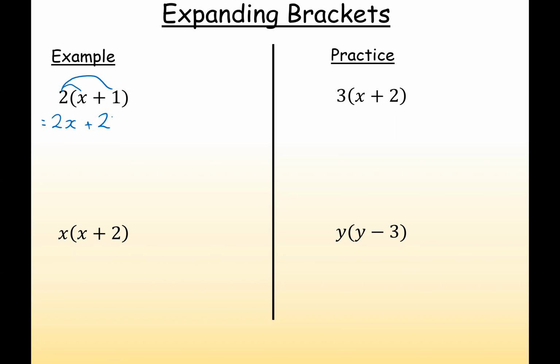Same idea with the second example. This time we've just got an x on the outside. Doesn't make a difference whether it's a variable, a letter, could be any letter, variable or a number, or any number we want. So x times x is x squared. x times 2 is 2x. Again, drawing those lines on, making sure we're showing what we're doing, making sure we're not missing anything. Have a go at the practice ones, and then press play when you're ready for the answers.